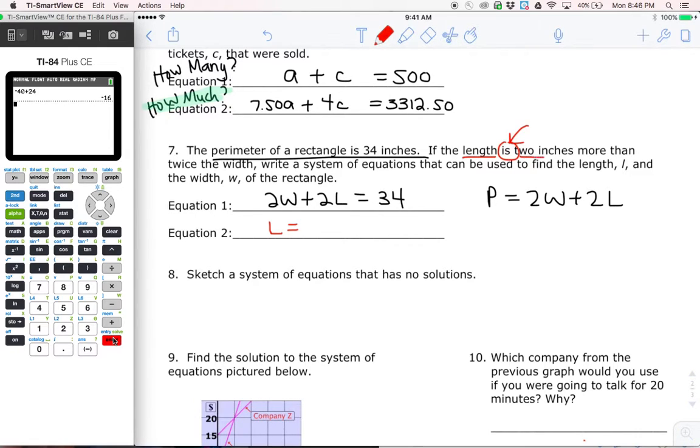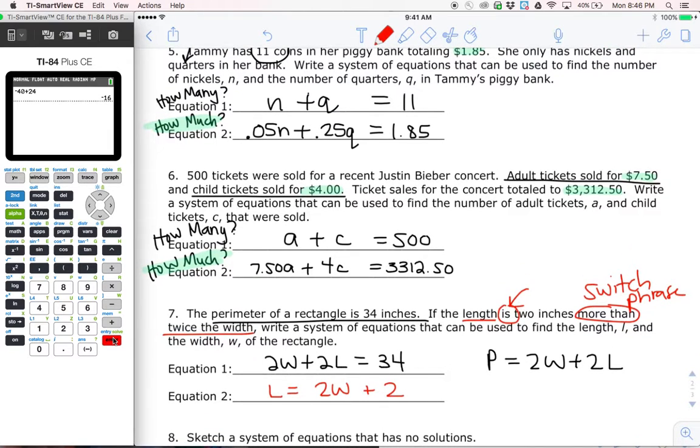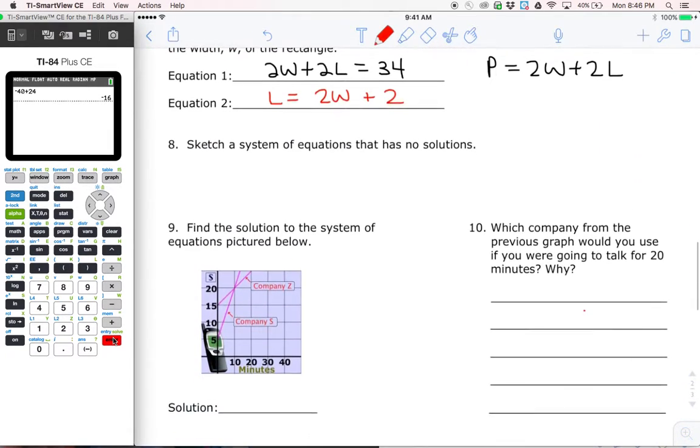All right, 2 inches more than what? Oh, more than twice the width. Remember, y'all, the phrase more than is what we call a switch phrase. It's very important. We're actually doing this right now in inequalities. So 2 inches more than something. So I'm going to write something plus 2, right? We switch what we read. Twice the width. So 2 more than twice the width. So 2w plus 2. All right, that's it. So for 3 of these, we just wrote systems. We did not solve them.